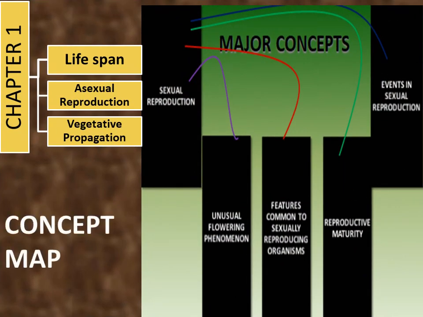Now this is the concept map of chapter 1. In this chapter, we have learned about lifespan, asexual reproduction, vegetative propagation, which is covered in the PowerPoint presentation part 1. In part 2, we have learned these concepts: sexual reproduction, unusual flowering phenomenon, features common to sexually reproducing organisms, reproductive maturity, events in sexual reproduction.